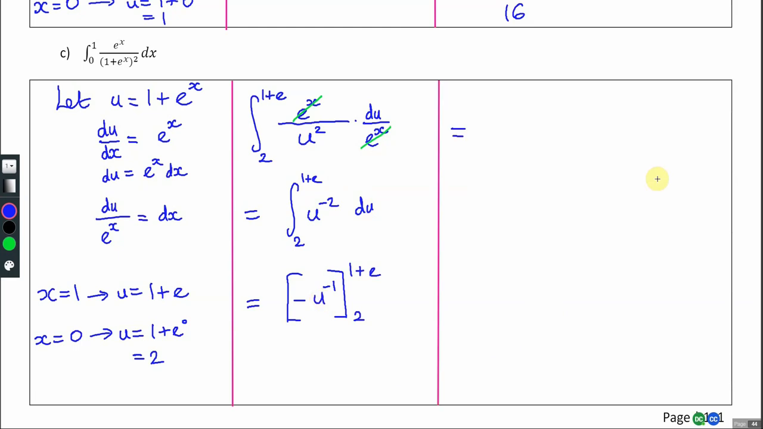Right, now we can put the limits in, so the upper limit in first. That doesn't have to go inside brackets, but I like to do that because you can see clearly that is the result of substituting in the upper limit. And then take away, and I put the lower limit in. Let's simplify this.